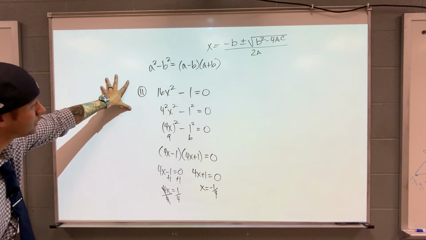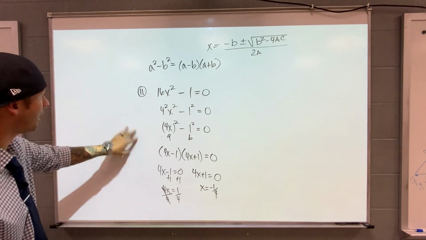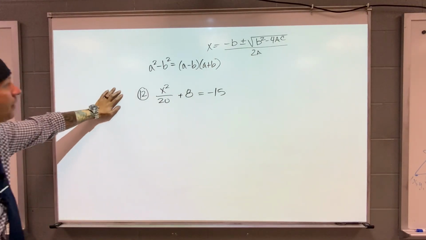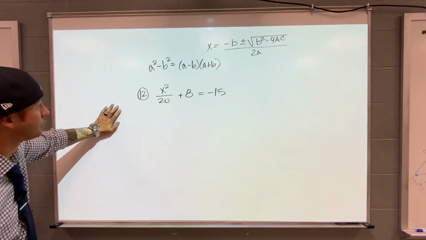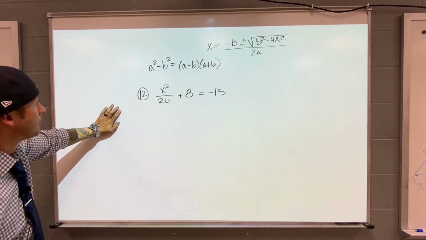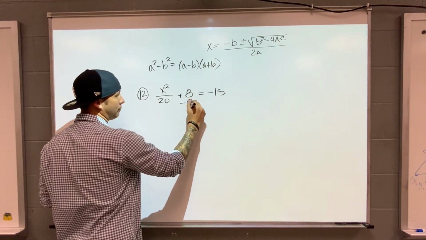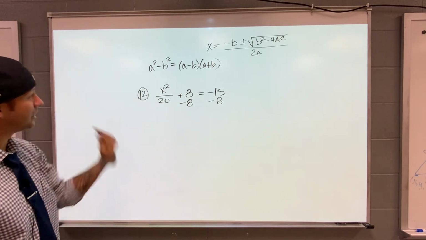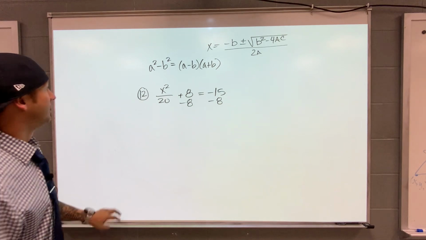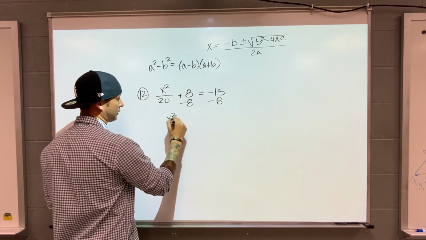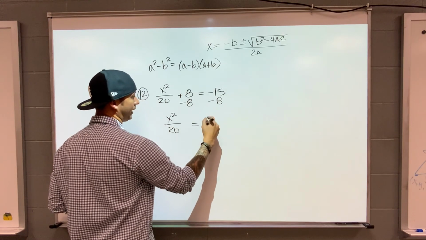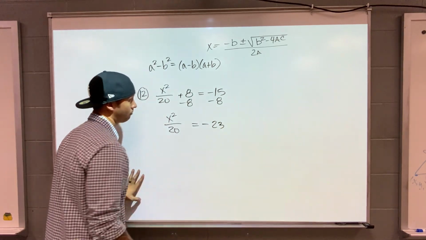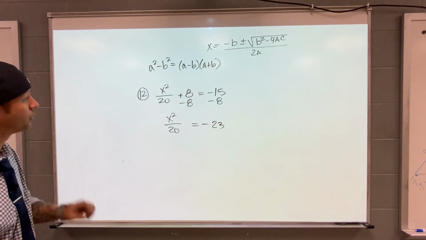Again, you don't have to do it this way. You could do it another way, but this is the way I wanted to do it. It's not bad. Number 12, x squared divided by 20 plus 8 equals negative 15. First thing I'm going to do, subtract 8 from both sides. Combine like terms. Could I have brought the negative 15 this way by adding? Yeah, I could have. So this is x squared over 20, negative 15 minus 8. So it's going to get even bigger. It's going to be negative 23.